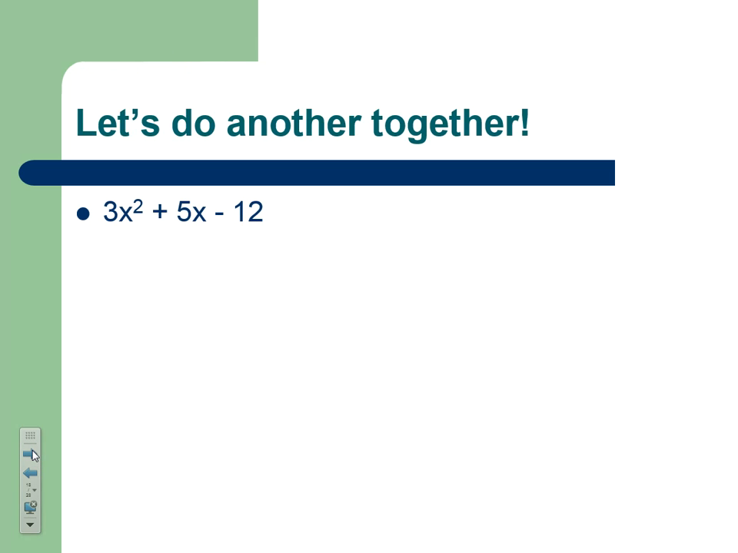Now we will do one together. The first thing that we want to do is multiply our ax squared term times our c. So we're going to multiply 3x squared times negative 12. And we get negative 36x squared.